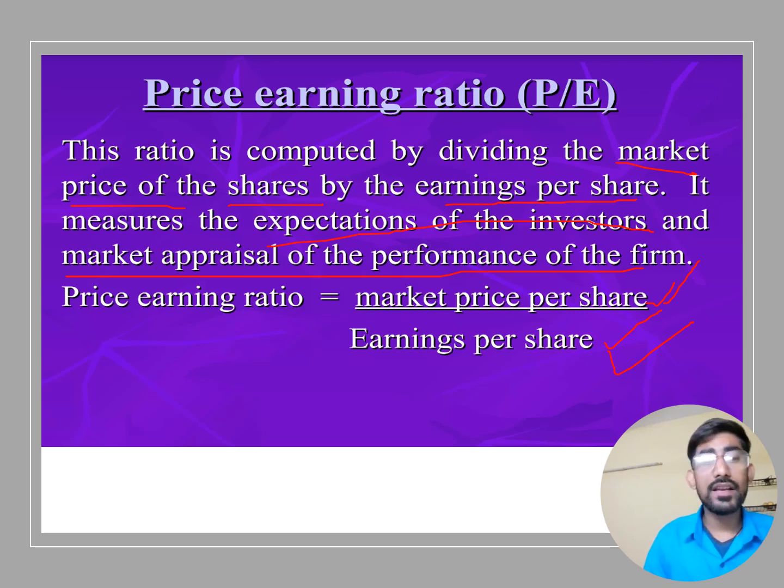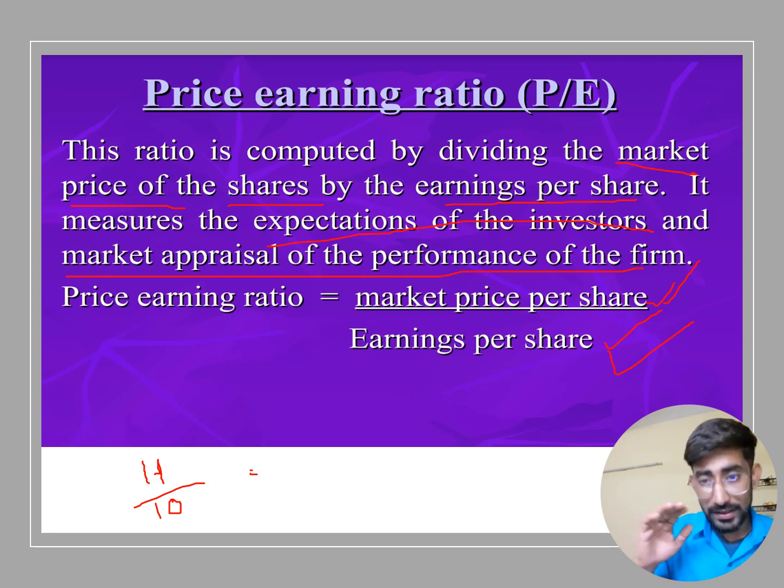Let's say the market price is 11 and the earning per share is 10, then it is good. It comes to 1.1 is to 1. And if the market price is lower than the earning per share, then it is bad for the investor. So this ratio simply compares the market price of the share with the earning per share. That is the price earning ratio.